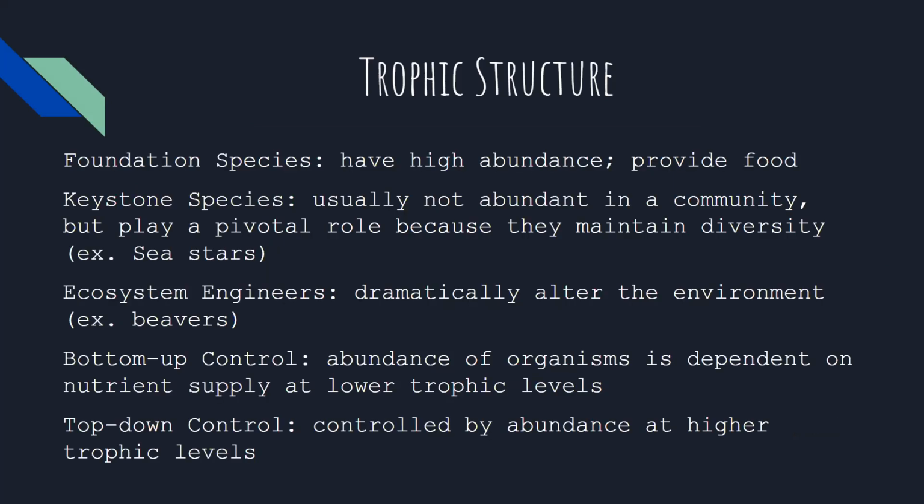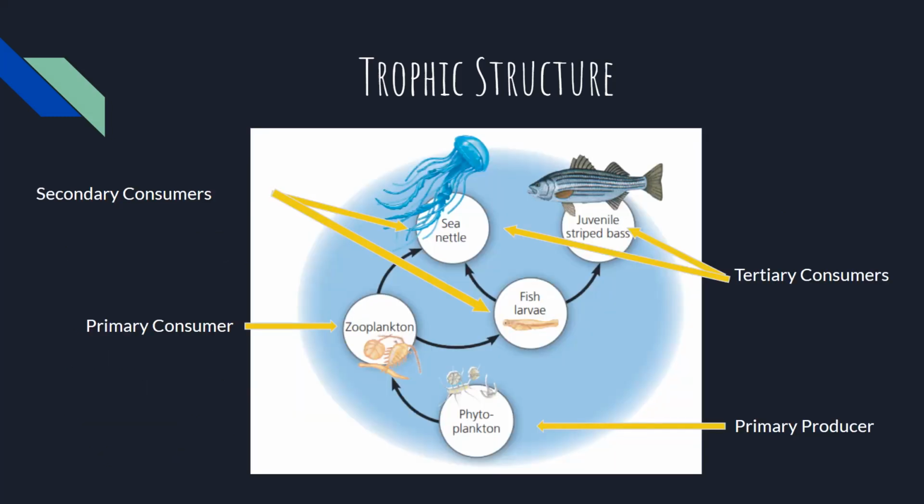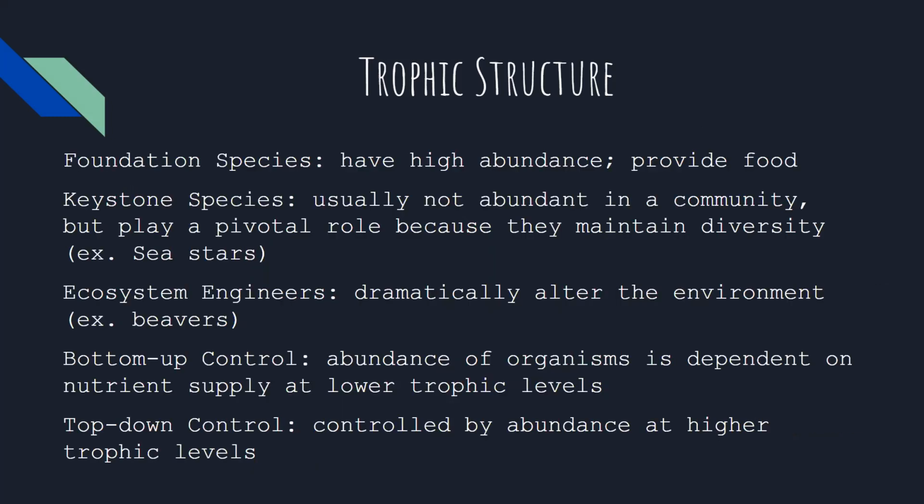So you have the foundation species, which have a high abundance and provide food. So in this case, it's most likely going to be the phytoplankton. You have the keystone species, which is usually not abundant in a community, but they do play a pivotal role because they maintain diversity. So one example of this is sea stars. Ecosystem engineers dramatically alter the environment. And one example is beavers, because we all know they like to make dams for their homes, and that can change the flow of any body of water and therefore the environment.